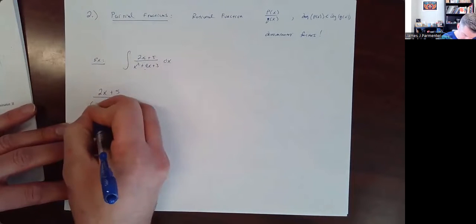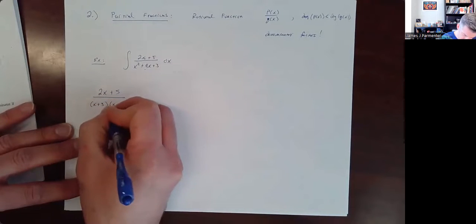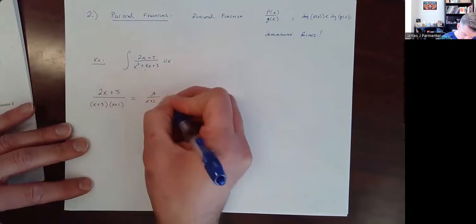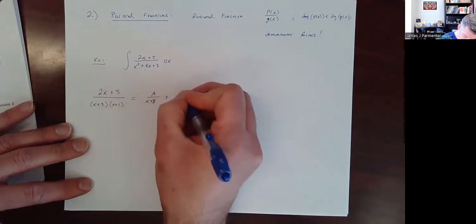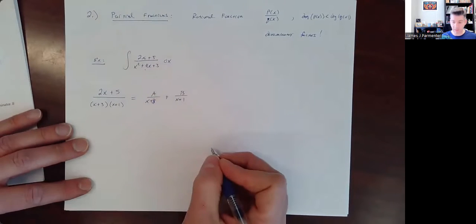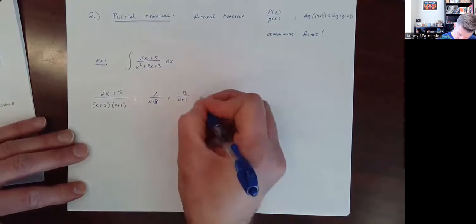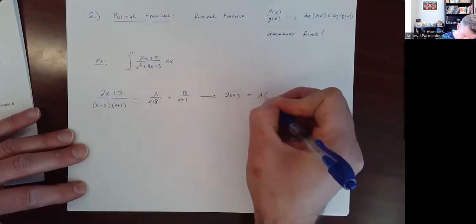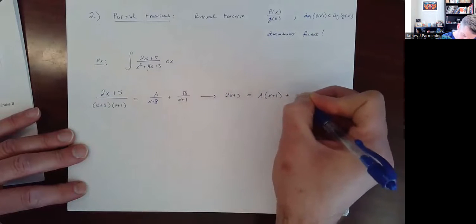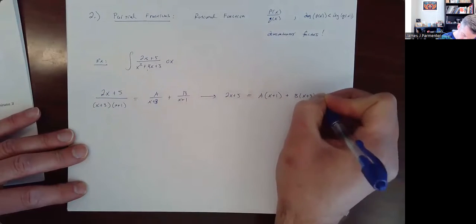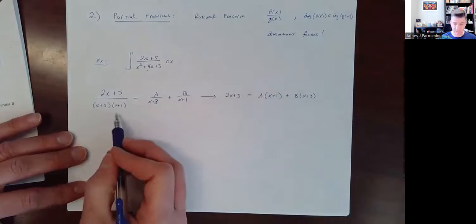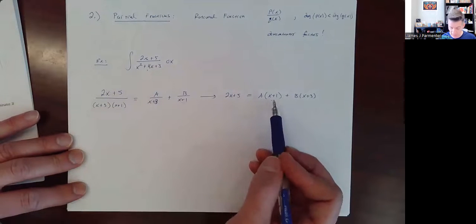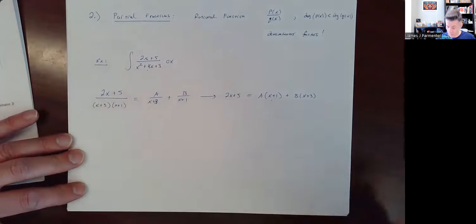That bottom factor is x plus 3 times x plus 1. And that's going to equal a over x plus 3 plus b over x plus 1. Then I'm going to multiply both sides by the common denominator. I get that 2x plus 5 is equal to a times x plus 1 plus b times x plus 3. Multiplying both sides by x plus 3 times x plus 1, here the x plus 3 cancels and we get x plus 1. Here the x plus 1 cancels, leaving x plus 3.